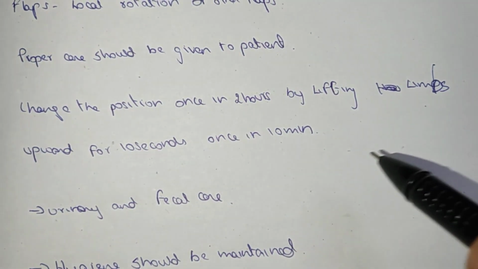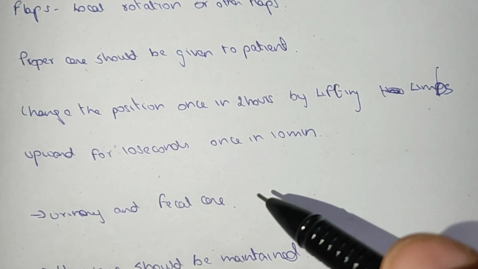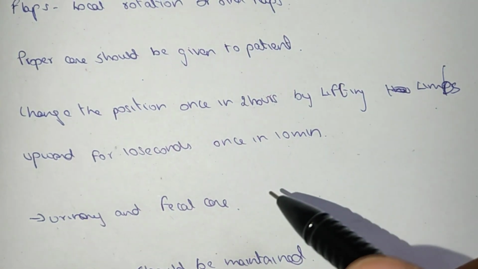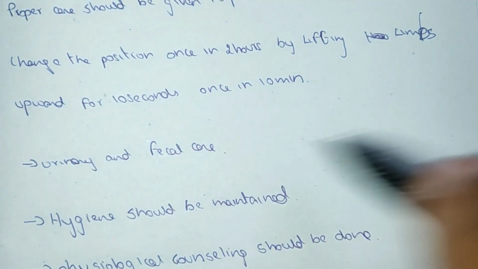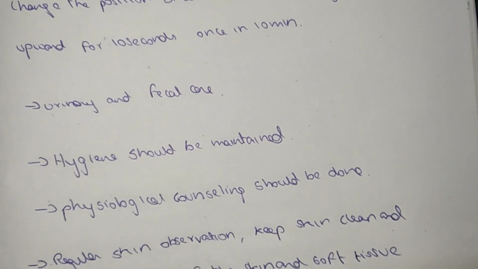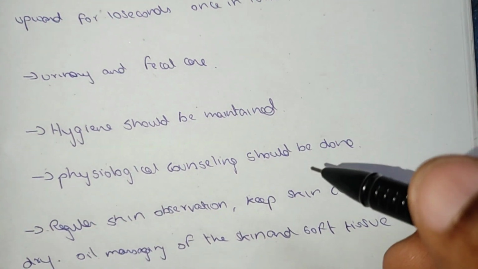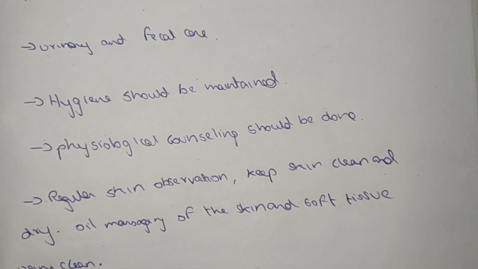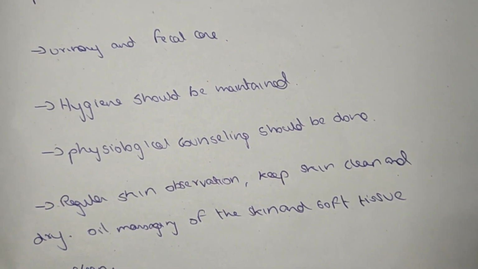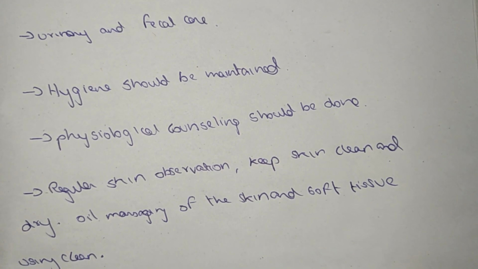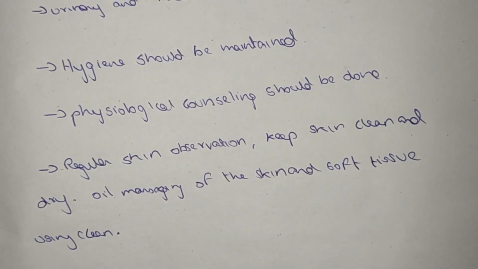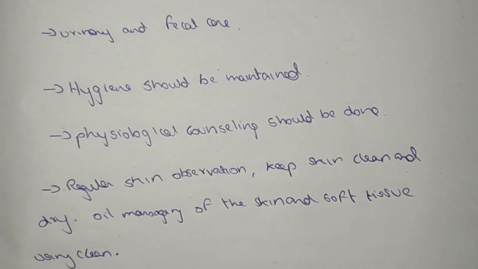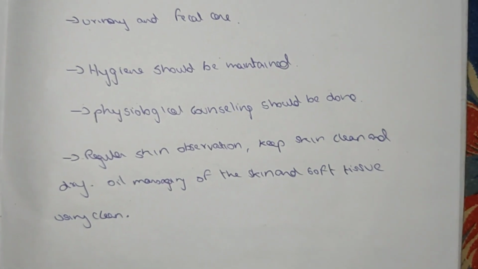Change the position every 2 hours by lifting the limbs. Every 2 hours we should lift the limbs and change the position of bedridden patients, lifting upward for 10 seconds once in 10 minutes. Urinary and fecal care should be given to them. Hygiene should be maintained. Psychological counseling should be given. Regular skin observation should be done, keeping the skin clean as well as dry. Oil massage should be given, and you should keep the skin dry, not too wet, because it causes necrosis.